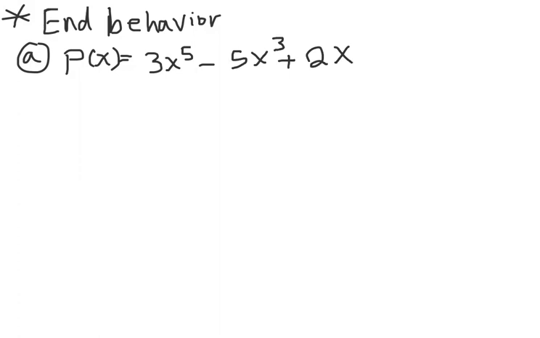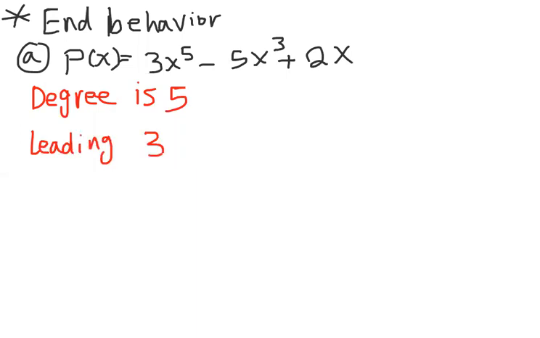I'll give you just a hint. What's the degree for this polynomial? Five. Yes, it's 5. What's the leading coefficient? It's 3. So the 5 means it's an odd-degree polynomial, and the leading coefficient is 3, which means it's positive. So go back to the cases and you can find the answer.